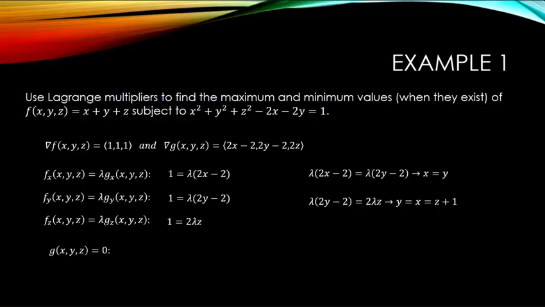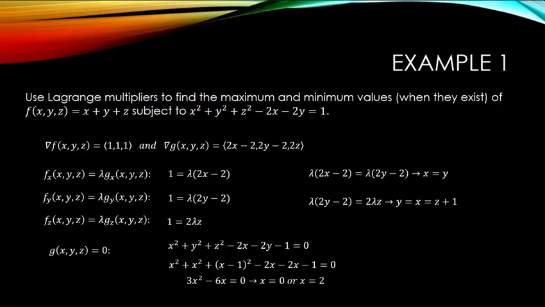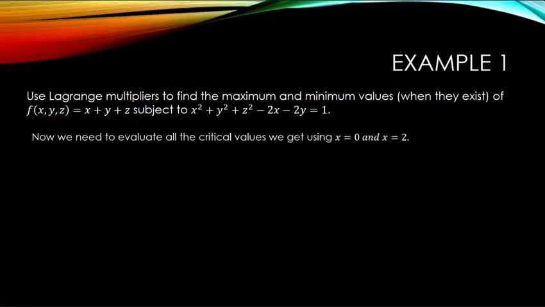Now I want to use my constraint function g of x, y, z is equal to 0. I get x squared plus y squared plus z squared minus 2x minus 2y minus 1 is equal to 0. Plugging in the fact that x is equal to y, and those are both equal to z plus 1, gives me x squared plus x squared plus (x minus 1) squared minus 2x minus 2x minus 1 is equal to 0. This simplifies to 3x squared minus 6x is equal to 0, which tells me that x can be 0 or it can be 2. Now I need to evaluate all the critical values we get using x is equal to 0 and x is equal to 2.